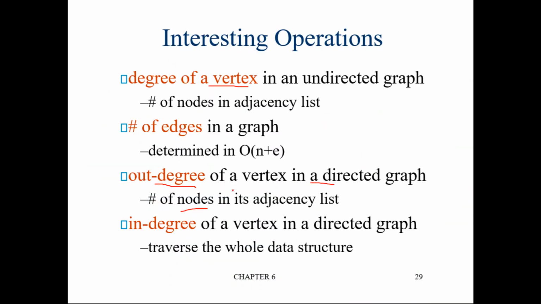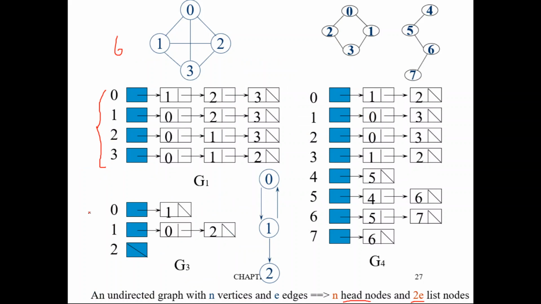How to find the out degree of a directed graph from the adjacency list? You have to just count the number of nodes in the particular vertex's adjacency list. Say you want to find the out degree of node 1. What's the out degree of node 1? It has two edges, one edge here and one edge in this direction. So its out degree is 2.